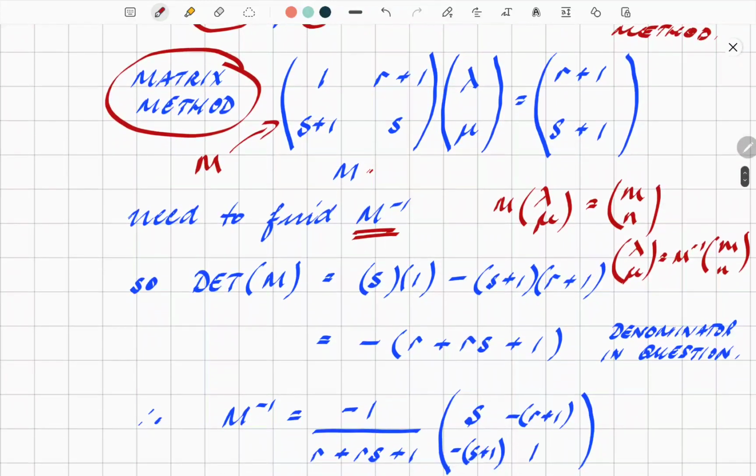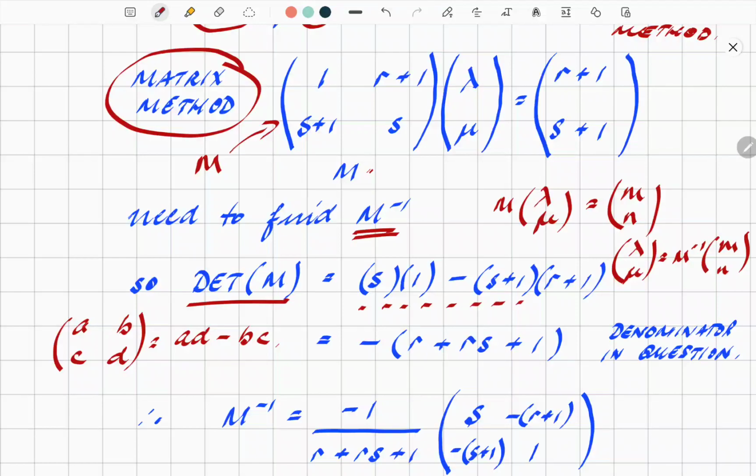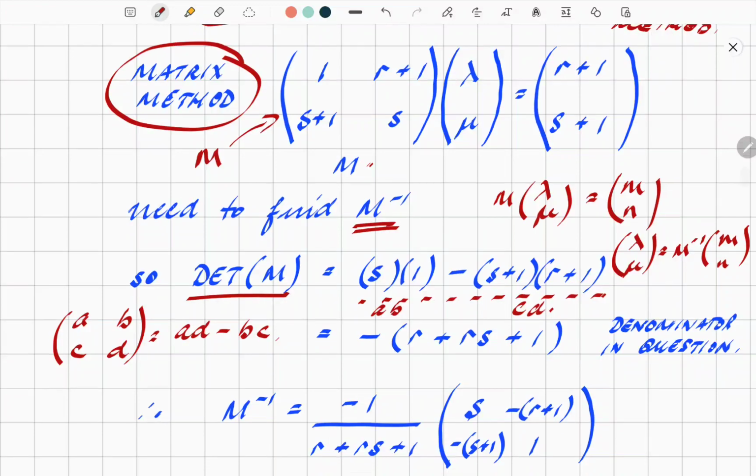The first step in finding a matrix inverse is to find the determinant, right? And for a determinant, a little bit of revision, you're going to have AD minus BC, okay? So that's exactly what we have here. S times 1, right? So that's A, B, and C, D. Please don't confuse this with the vectors we have above. This is just to show the matrix formulation.